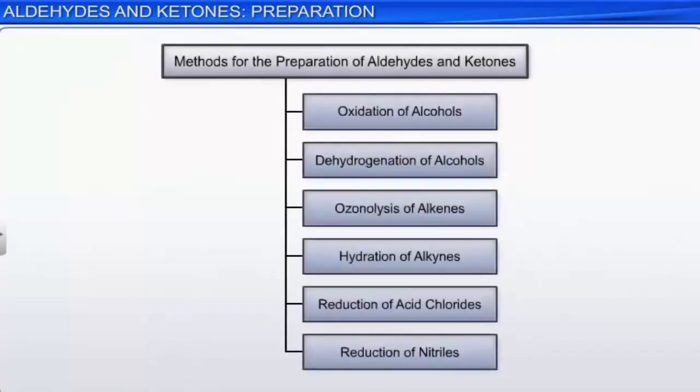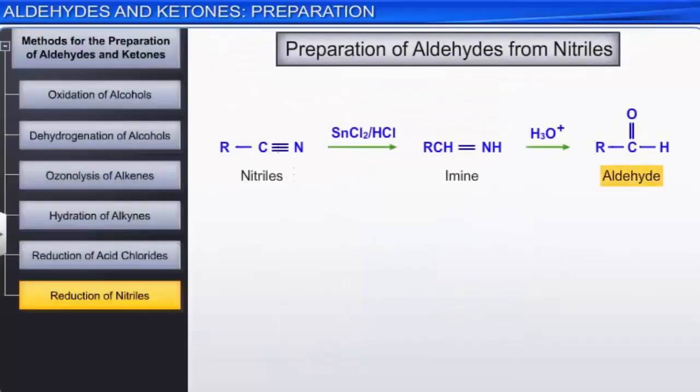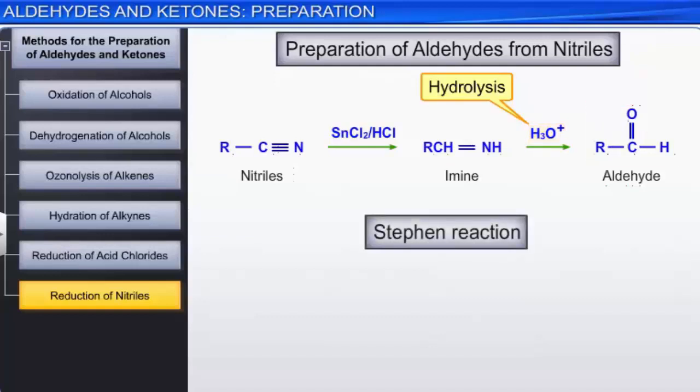Aldehydes and ketones can both be prepared from nitriles. Let's see how. Aldehydes can be prepared by the reduction of nitriles to imines followed by hydrolysis. The reduction of a nitrile to the corresponding imine by stannous chloride in the presence of hydrochloric acid, followed by hydrolysis to yield the corresponding aldehyde, is known as the Stephen reaction.